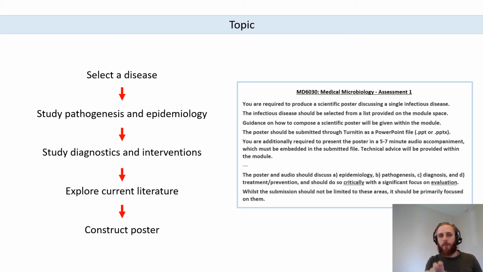Again, the way I've constructed this flow chart is that if at any point you don't feel super comfortable, if at any point you do feel a regret over the infectious disease you've picked, you can just go straight back to the beginning and pick another one, because again, constructing the poster is, you know, at the end of this flow chart.